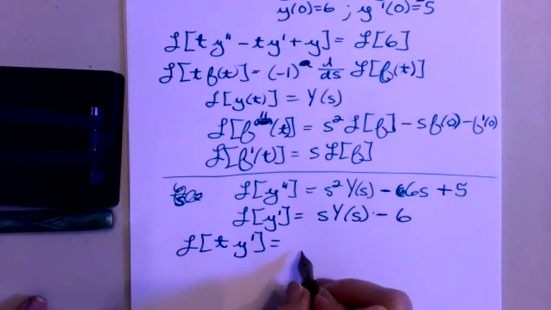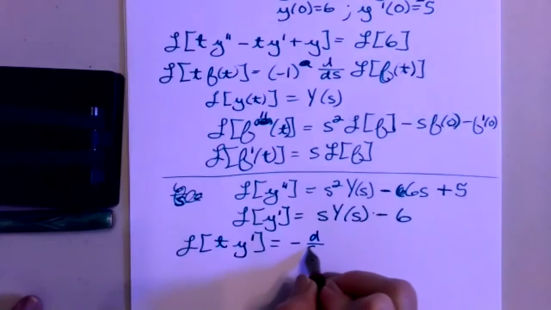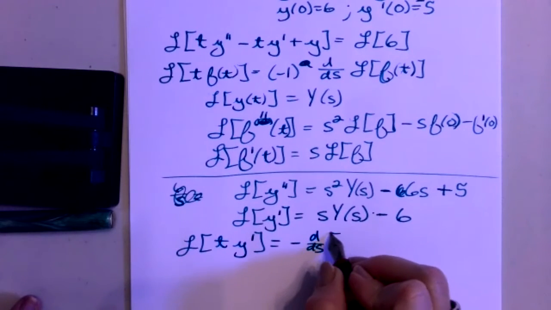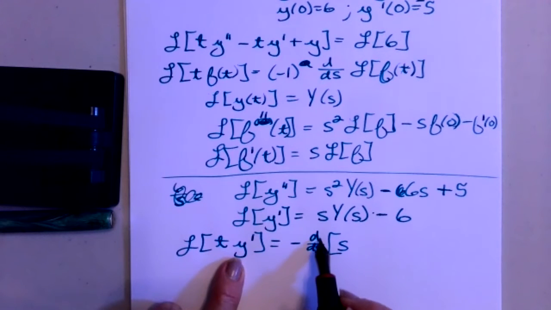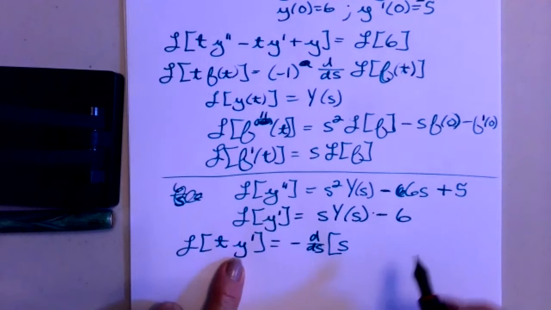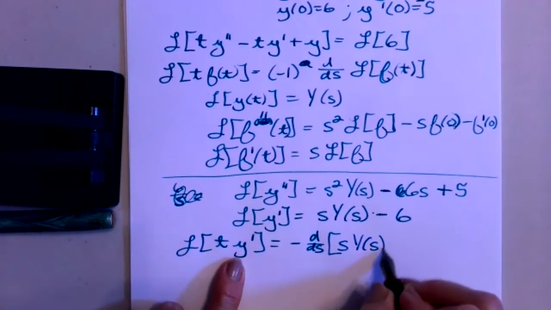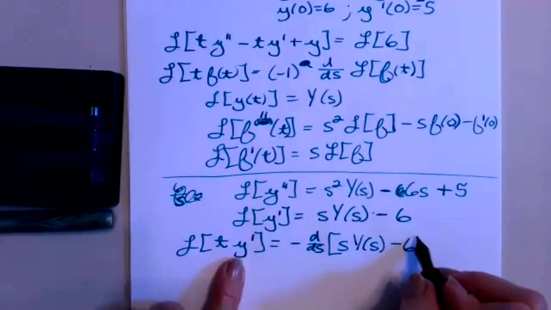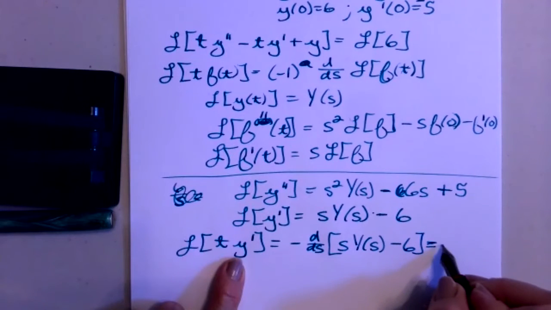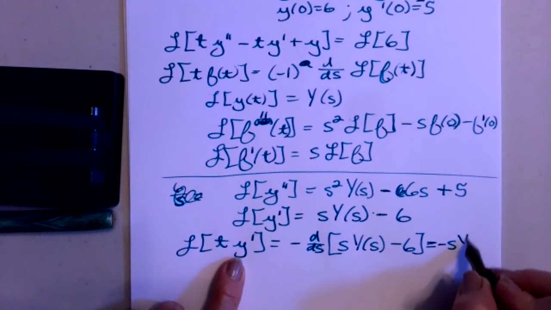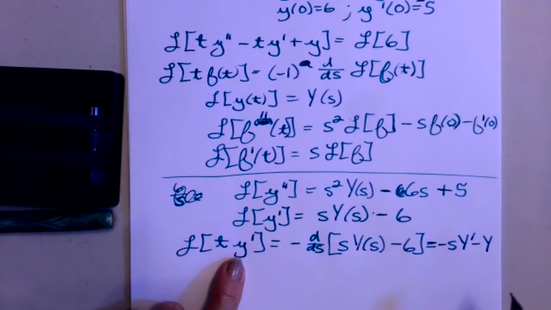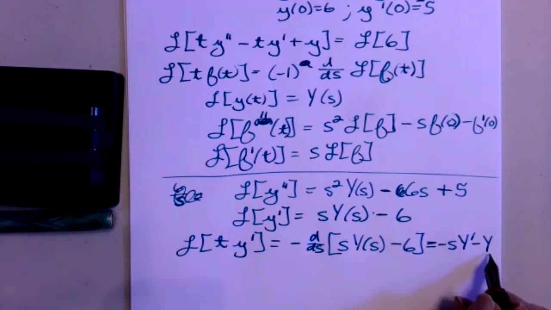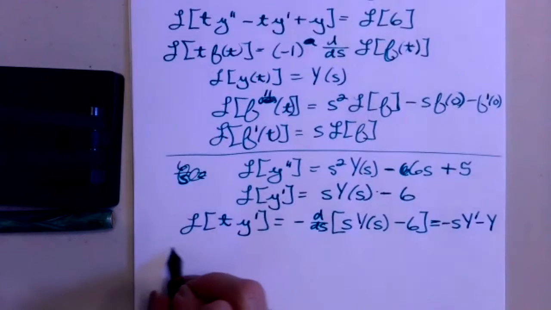According to the theorem, that will be minus the derivative with respect to s of the Laplace transform of y prime. So that is s Y of s minus 6. Notice that is equal to minus s Y prime minus Y, and then the derivative of 6 goes away. So I get minus s Y prime minus Y for t times the first derivative.